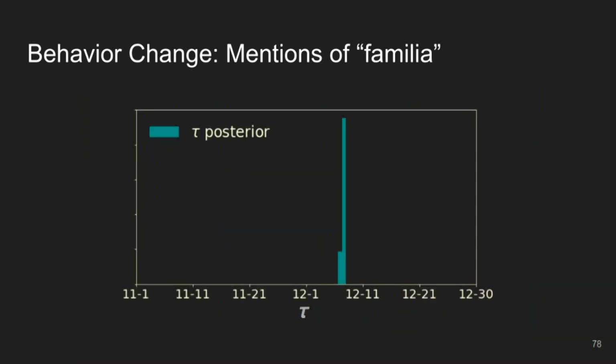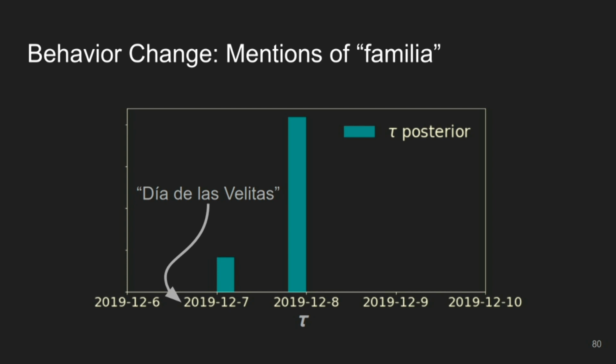And that's the same case for tau. Since I know it represents a day between November and December, and here is the posterior distribution, it's pretty localized. I can say the tweeting behavior for people in Colombia changed between December the 1st and December 11. On which day specifically? Around Dia de las Velitas. So for those of you who don't know, Dia de las Velitas is kind of the beginning of Christmas for us here in Colombia. It's the beginning of the December holidays.